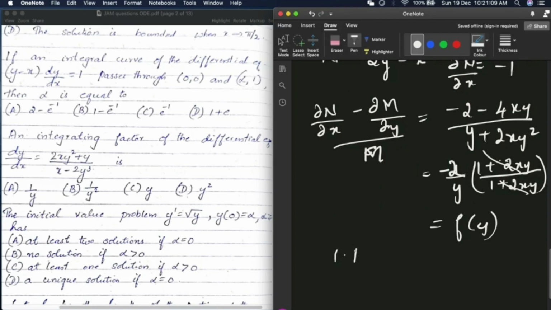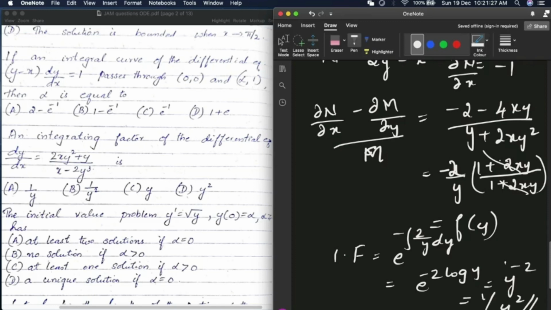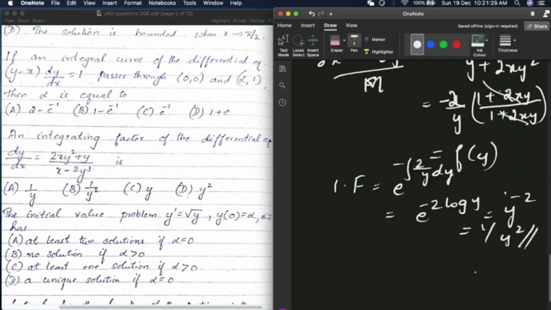So my integrating factor will be e raised to integral of minus 2 by y dy, which is equal to y raised to minus 2, that's 1 by y square. These are all actually direct questions only.